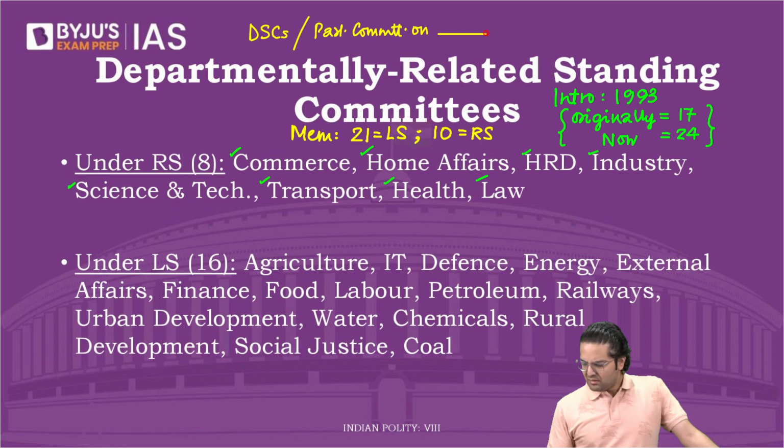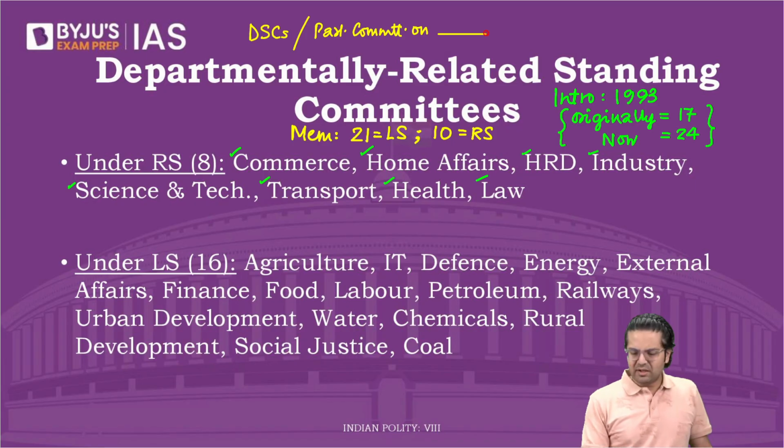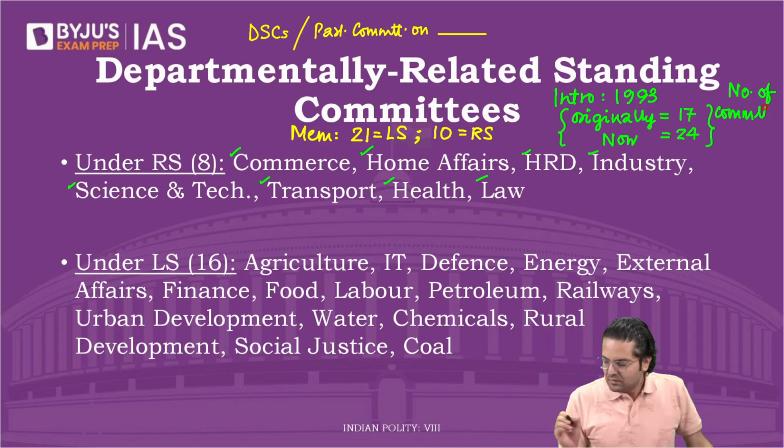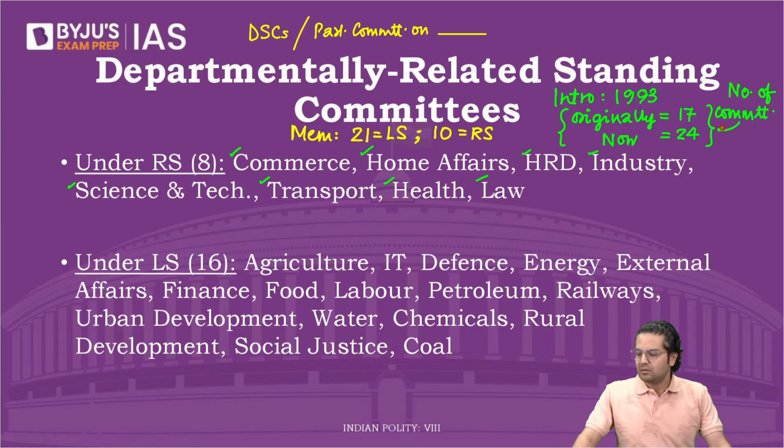Megha, how 24? Members of Lok Sabha are 21 and Rajya Sabha, but the number of committees is 24. Where am I stuck here? Number of committees, this is 24. Members, in each committee, you have 21 MPs from Lok Sabha, 10 from Rajya Sabha.